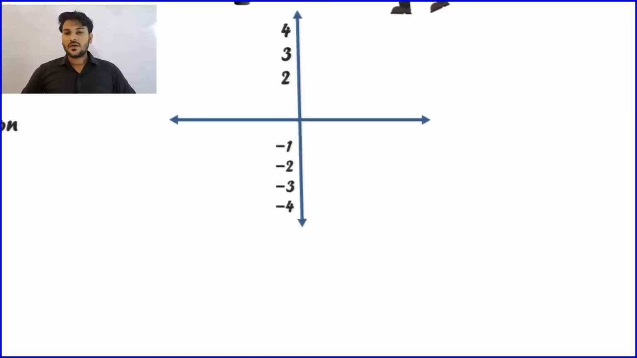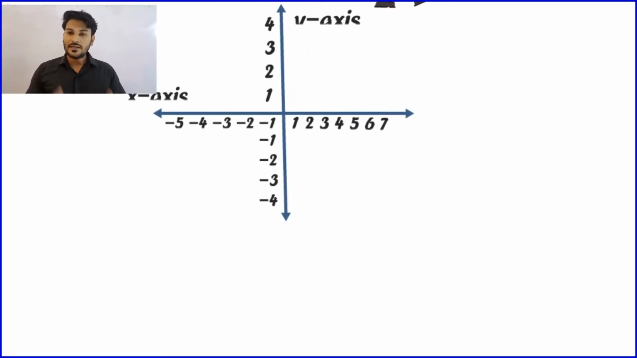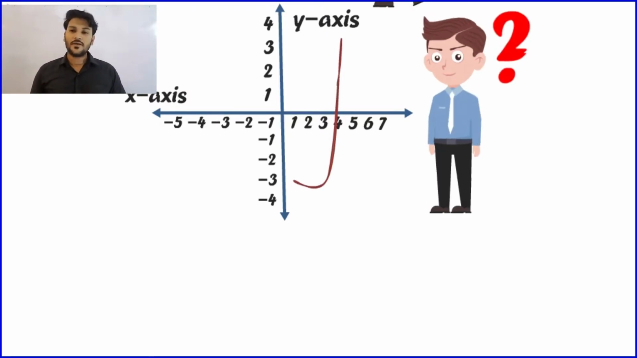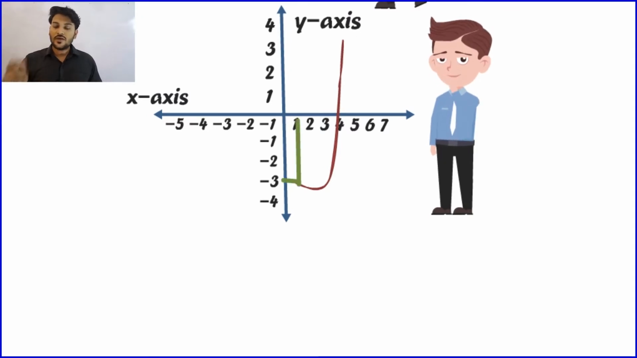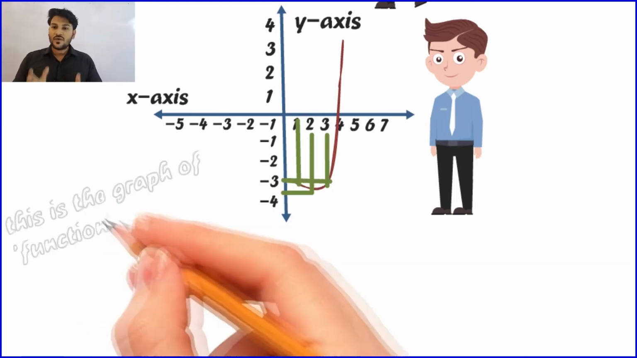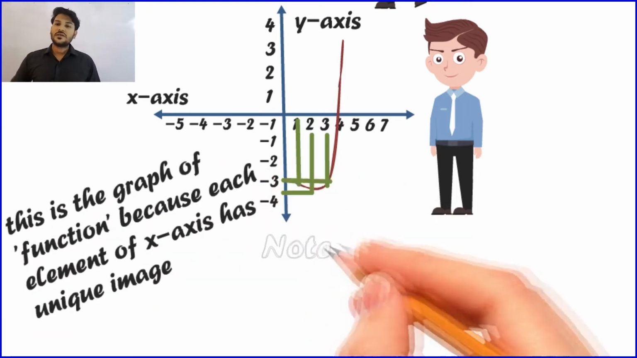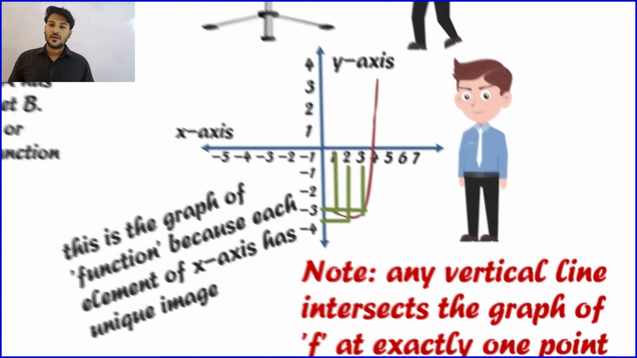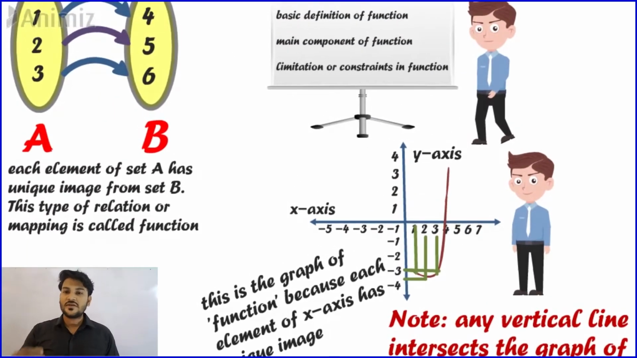If we consider a classical Cartesian plane, that is the x-axis and y-axis, and plot a graph, a curve, is that graph really a function or not? How to determine it? We simply relate the values of the x-axis to the y-axis. If each value of the x-axis has a unique image, then it is definitely a function. In the given example, each value of the x-axis has a unique image. It means this graph is a functional graph.